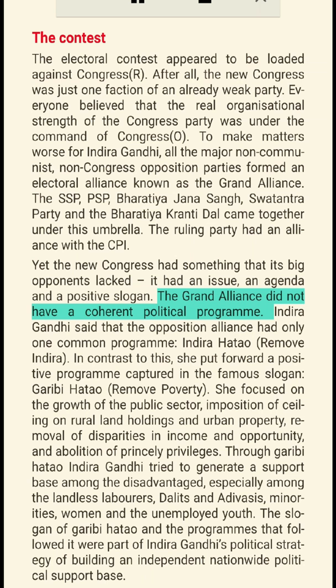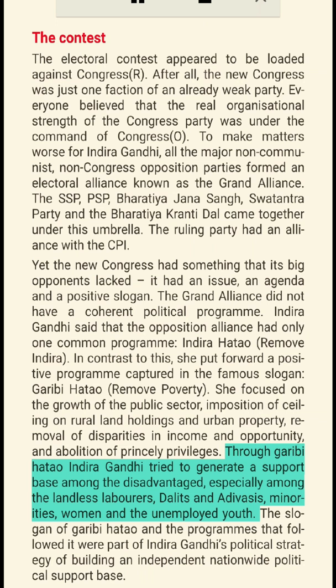The Grand Alliance did not have a coherent political program. Indira Gandhi said that the opposition alliance had only one common program, Indira Hatao, remove Indira. In contrast to this, she put forward a positive program captured in the famous slogan, Garibi Hatao, remove poverty. She focused on the growth of the public sector, imposition of ceiling on rural land holdings and urban property, removal of disparities in income and opportunity, and abolition of princely privileges.